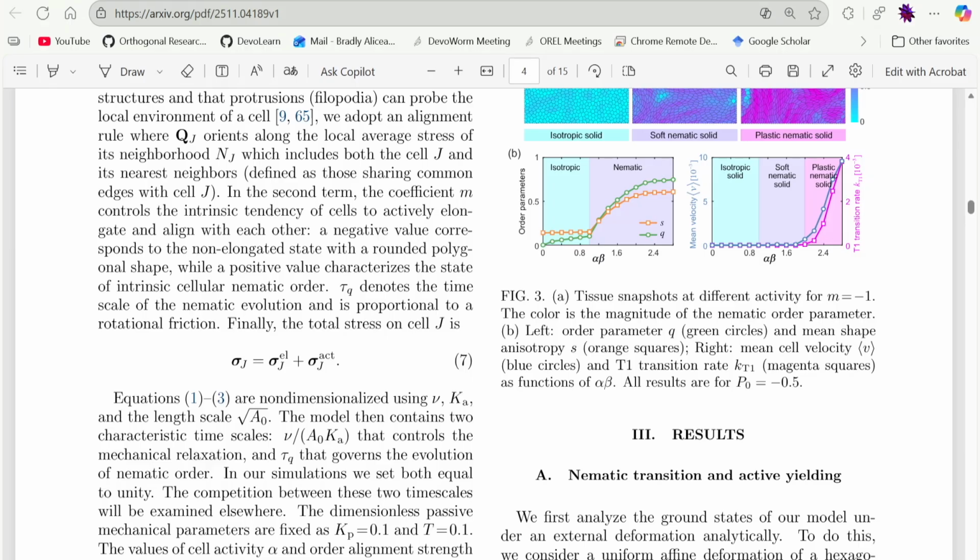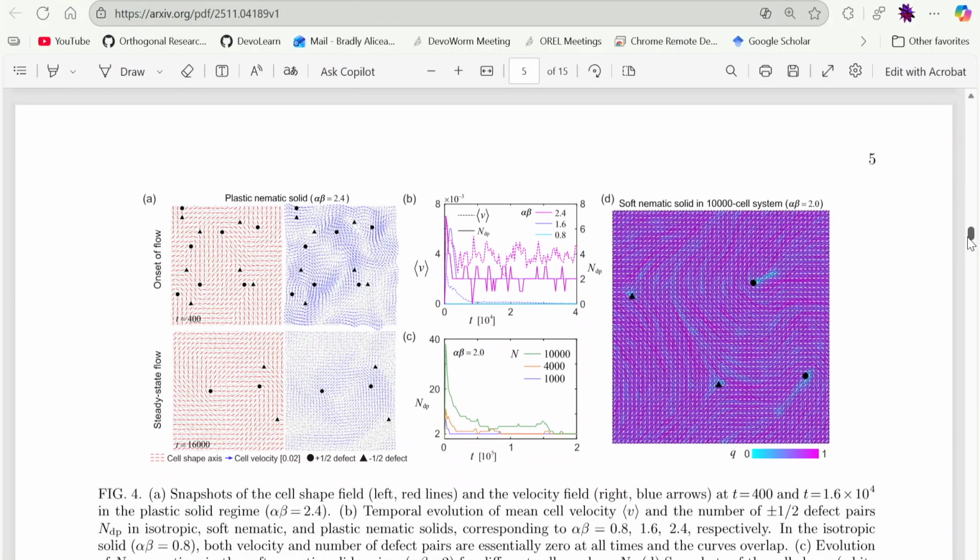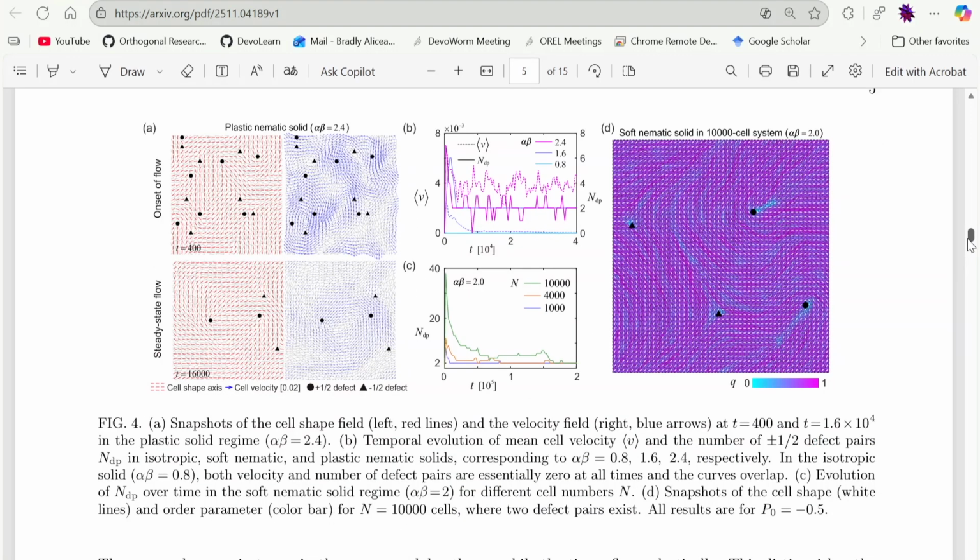And then these are run in simulation, and then we get these results. So again, we get these results here. We have the plastic nematic solid, the onset of flow, and a steady state flow. So you can see the difference here. They're just varying the alpha beta for the plastic nematic solid, and then varying the onset and steady state flow conditions. And then they show these defects.